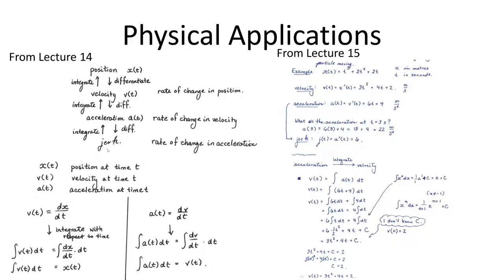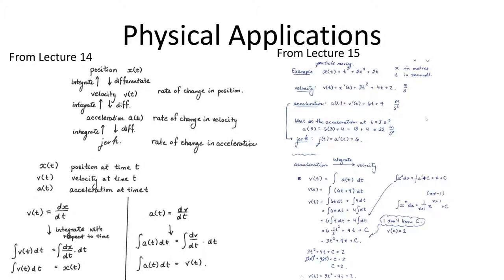And we can actually go back up or undo the differentiation by integrating. So if we had the jerk, we can integrate, which is the area under the curve, and we get the acceleration. If we integrate the acceleration, or find the area under the acceleration curve, we get velocity. And finally, if we integrate velocity, we get to position. So lecture 14 covered that.